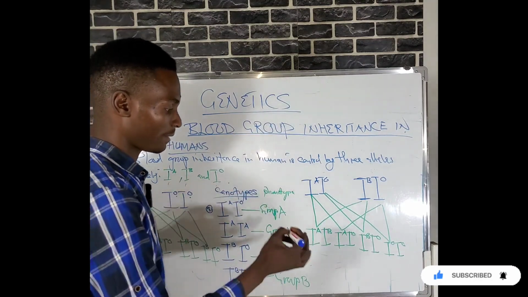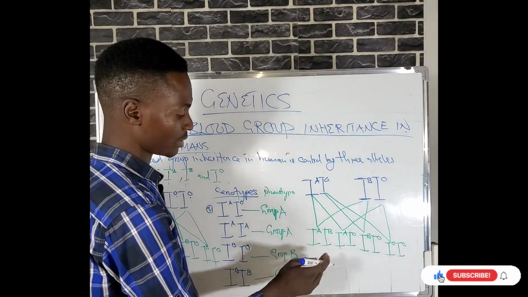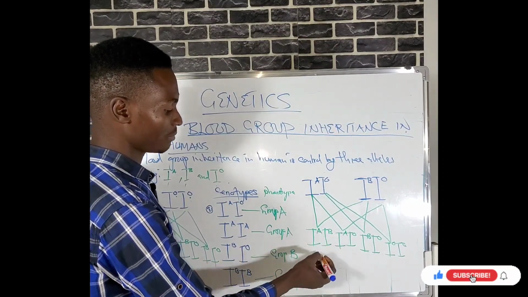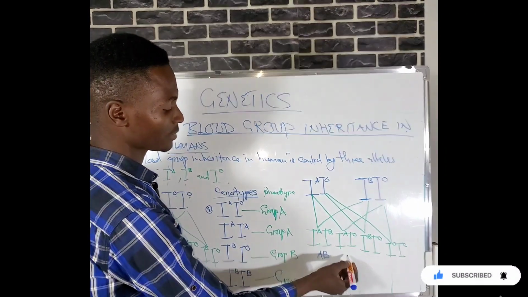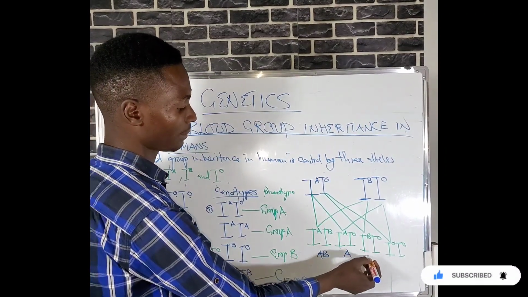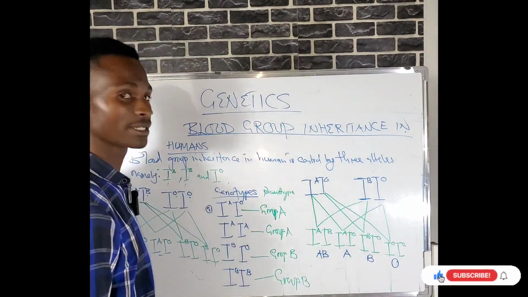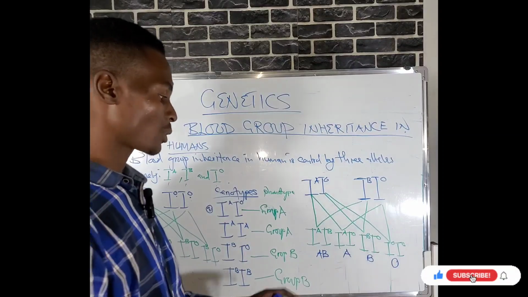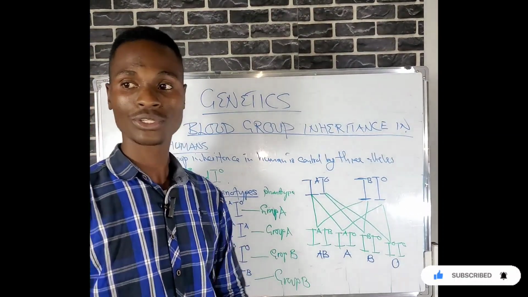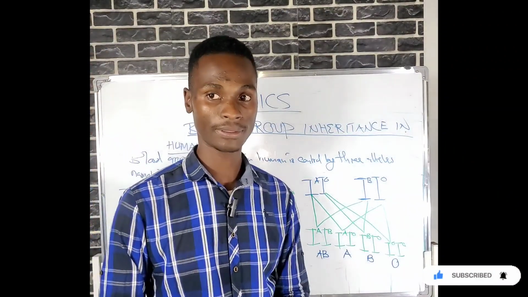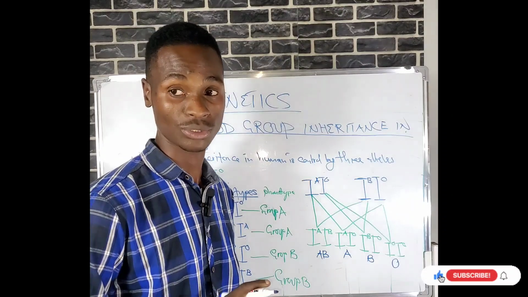Let's come up with the phenotype of the offspring. This means that the person has blood group AB, right? How about this one? A. This one? B. This one? O. That's it. So we have blood group A, B, AB, and O, all four blood group types. That's the only way you can have children with any blood group.